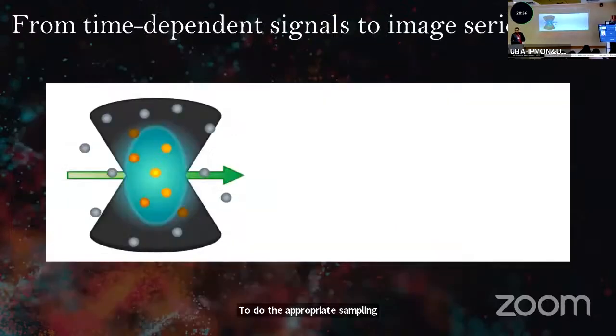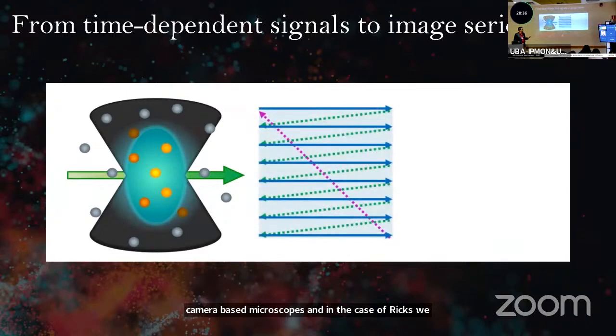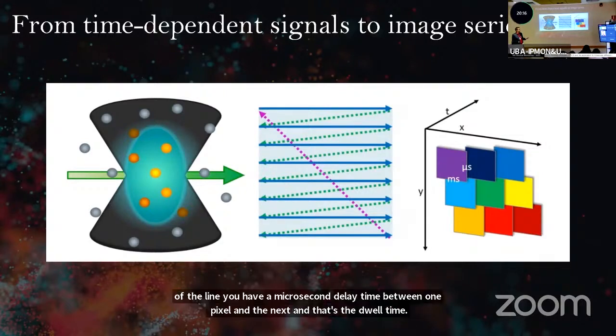Now, if we want to go from time-dependent signals to images, we need to consider that many of the microscopes are either laser scanning microscopes or camera-based microscopes. In the case of RICS, we have the scanning point that is moved across the image, as we said before, from left to right and from bottom to top. And eventually it comes back here. So, and this was also a question that came up earlier, as a function of x of the line, you have a microsecond delay time between one pixel and the next, and that's the dwell time. And then between one line and the next, you have a millisecond delay time.